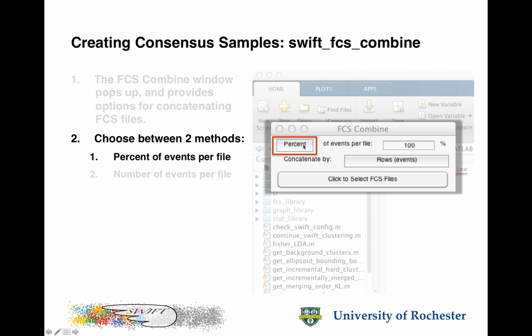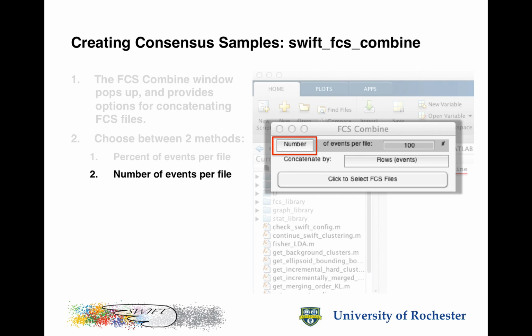First of all, you can choose between two methods of concatenation, either a certain percentage of events per file. This is currently set for 100%, but you can change that to any percentage that you would like. The alternative would be that you can choose a certain number of events per file. In this case, we could choose, for example, 666,000.